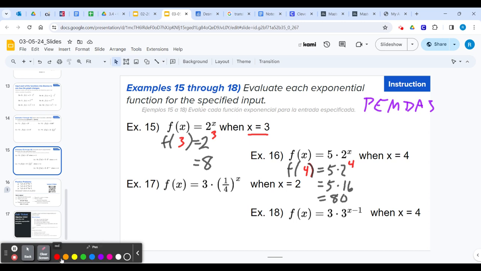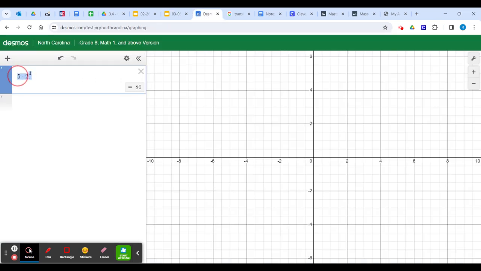But let's rewrite our equation first. We are plugging in x equals 2 for this, so f of 2 equals 3 times 1/4 to the 2nd power. If you wanted to work that through, you know that 1/4 to the 2nd power is 1/16. You should get 3/16. But again, this is a fraction. It's really messy to deal with. I'm just going to rely on our good old Desmos here.